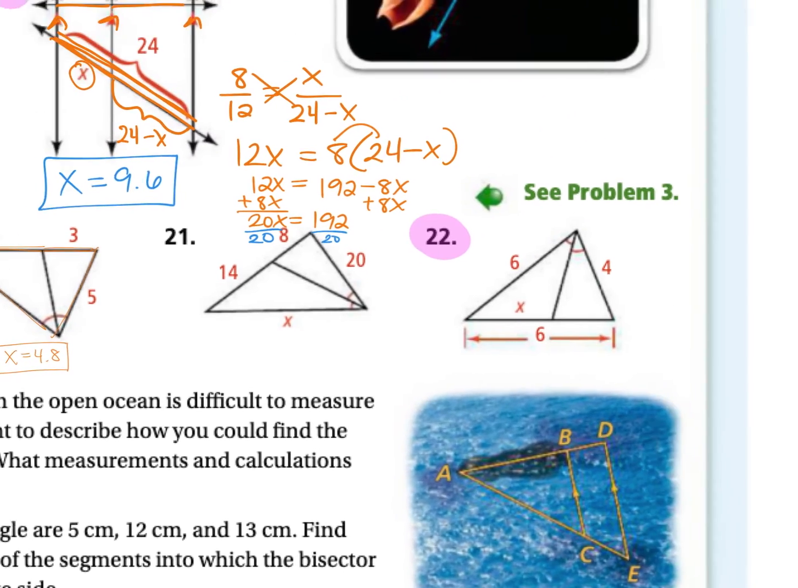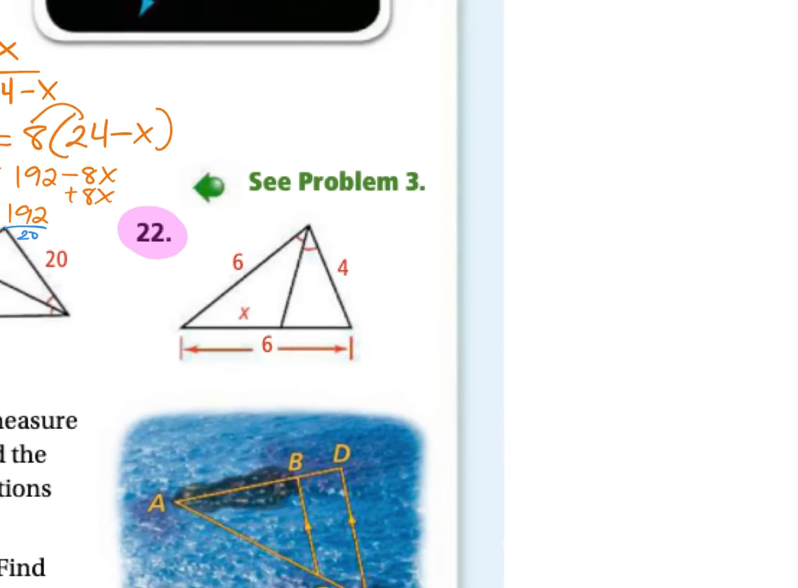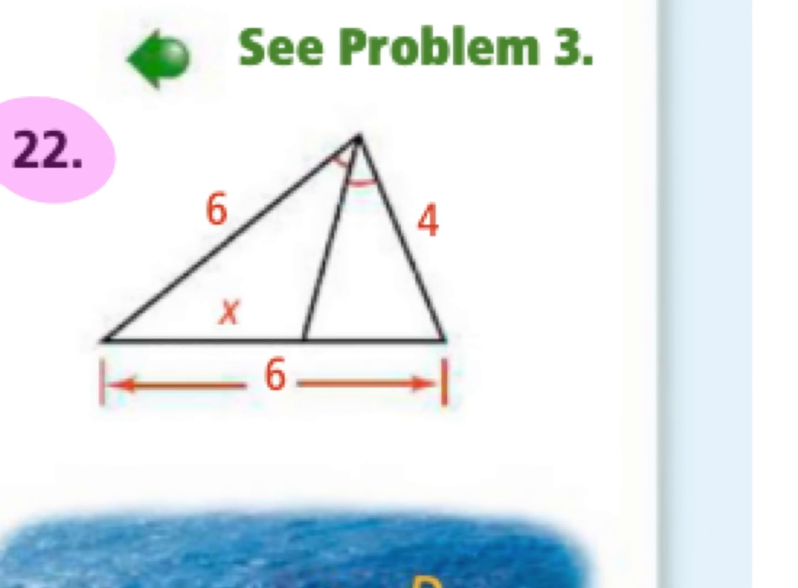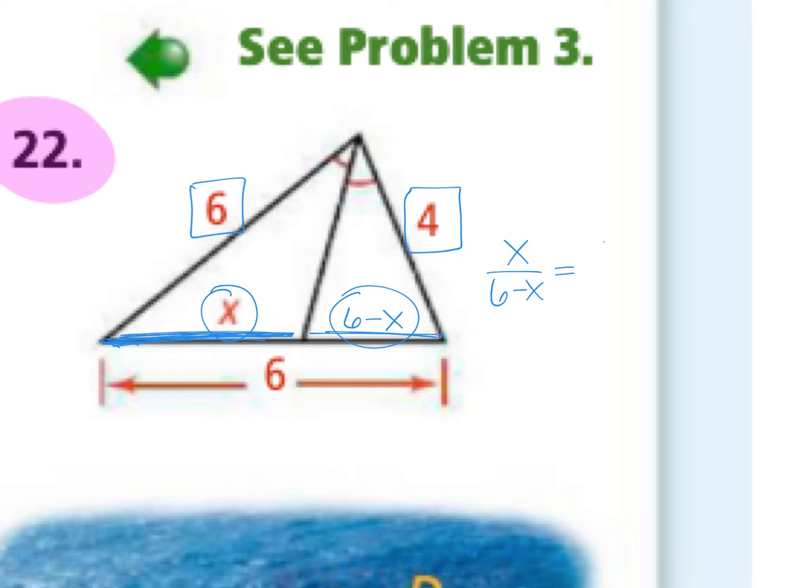Okay, so now come over here to this one. This one's a lot like the 18 problem that we did already. Same idea. You are going to put these two pieces over top of each other. But if the whole thing is 6, then you need to take this x piece away from it to get this side. So this is going to be 6 minus x. So we're going to say x over 6 minus x equals 6 over 4. Okay, and then when you solve that, you'll cross multiply.